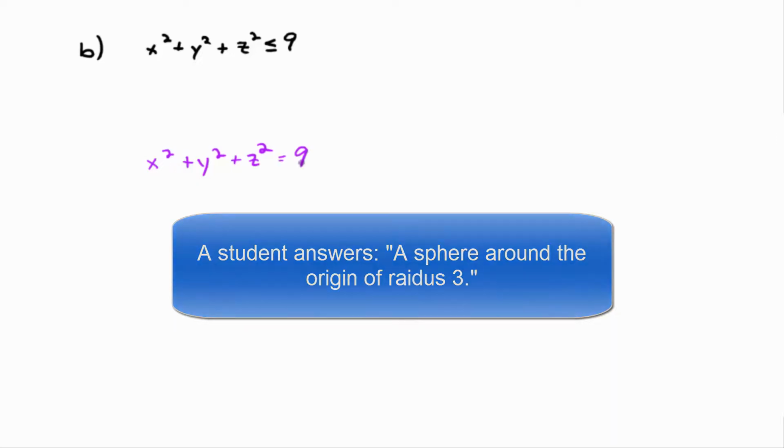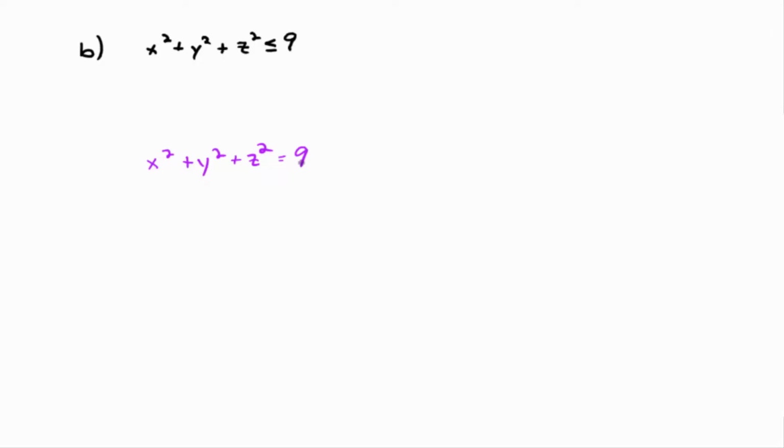The center is 0, 0, 0, right? The origin in R3. It has the form of a sphere, so it's got to be a sphere. R squared is 9, so R has to be 3. It's got to be a sphere centered around the origin with radius 3. So what is the less than or equal to going to do? It's going to make it a solid ball, right? So it's going to be the sphere and its inside. Okay, so how would we describe it?